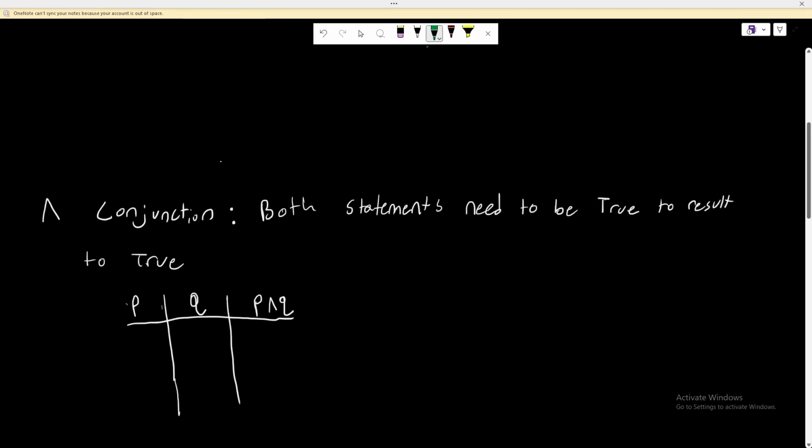And conjunction, this is the symbol for conjunction, the caret usually. There are other symbols like ampersands and whatnot, but this is the most common in your discrete math class. And basically, for this to result true, you need two statements, and both statements need to be true to be able to result true. So let's draw up the table.